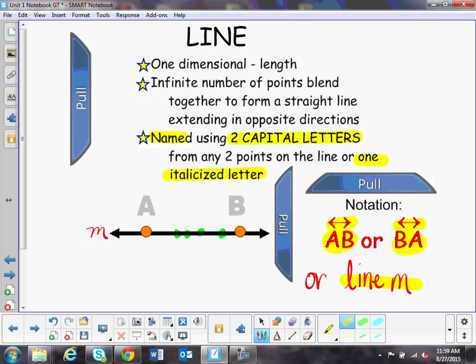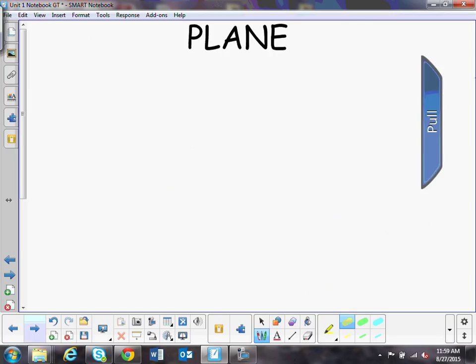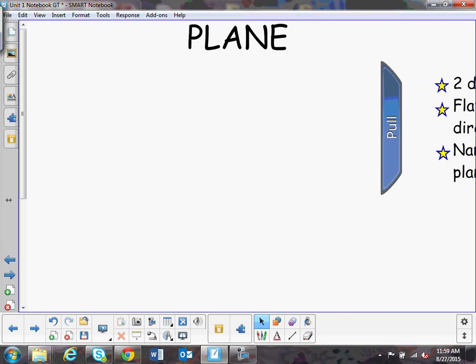Anybody start copying this slide? Okay, let's go to the next term, and that is plane. Plane. Not the one that flies in the sky. A different kind of plane.